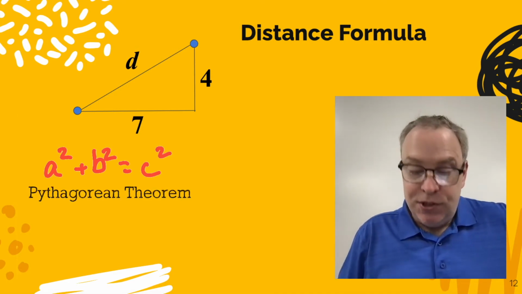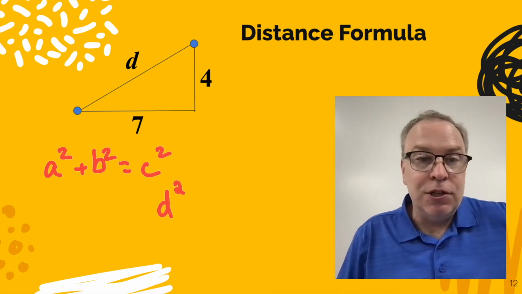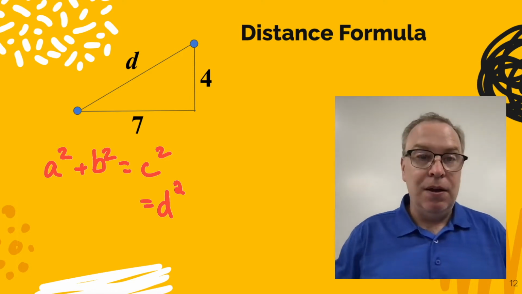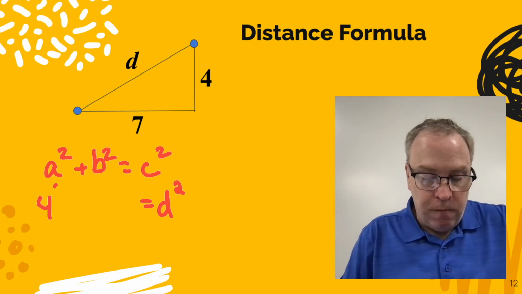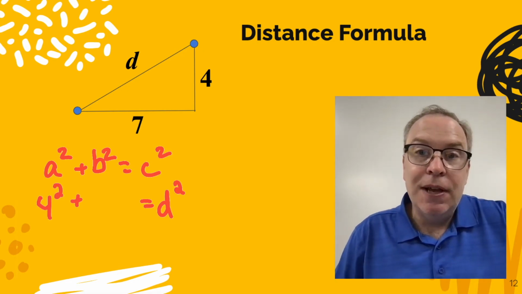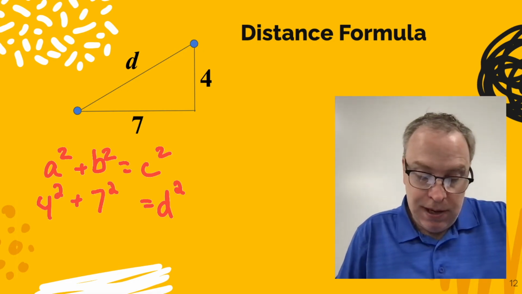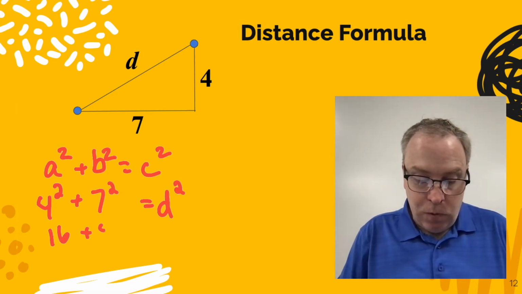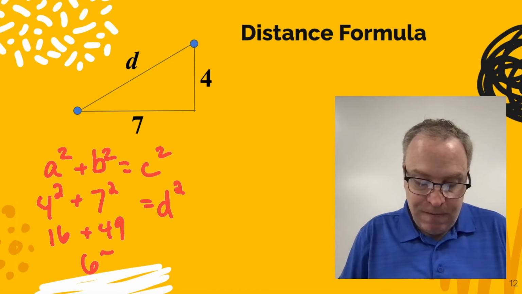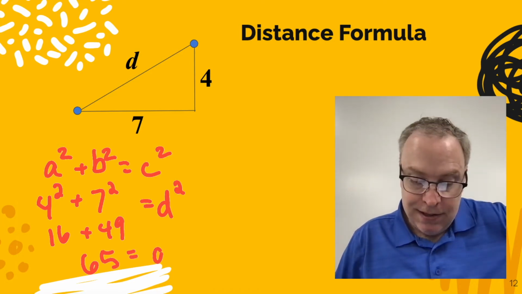We don't know what c is. We're calling it d actually in this problem. So I'm going to put a d where we have that hypotenuse c. A is going to be 4. So 4 squared plus 7 squared is d squared. So 16 plus 49, that makes 65 equals d squared.